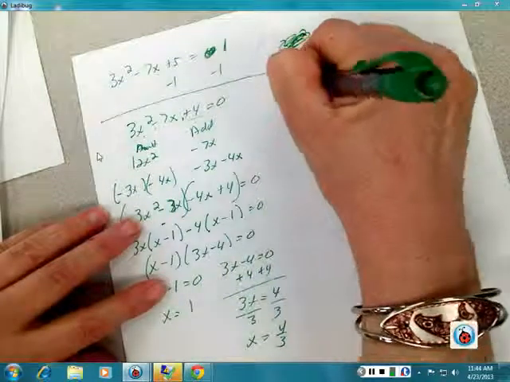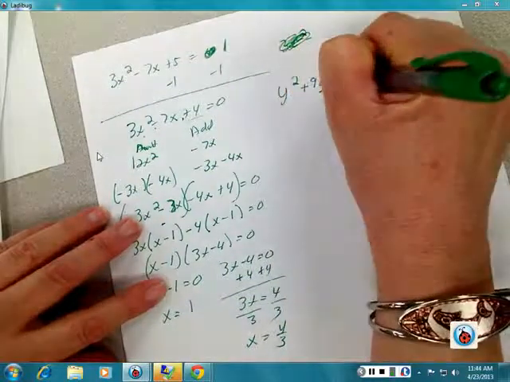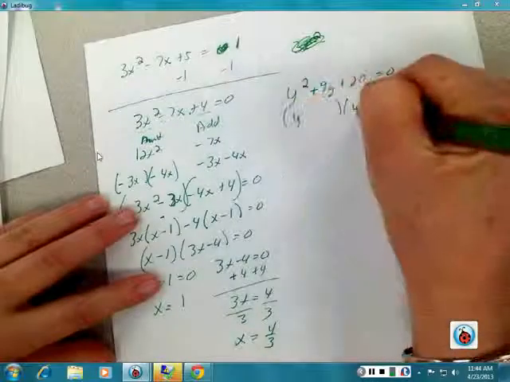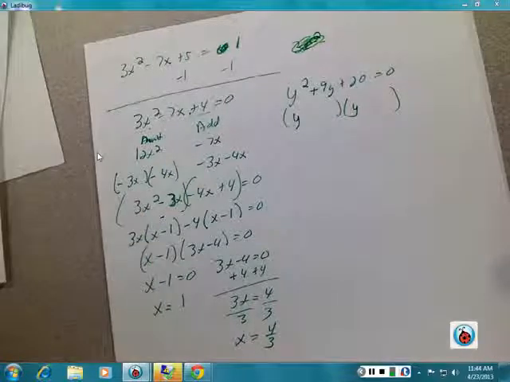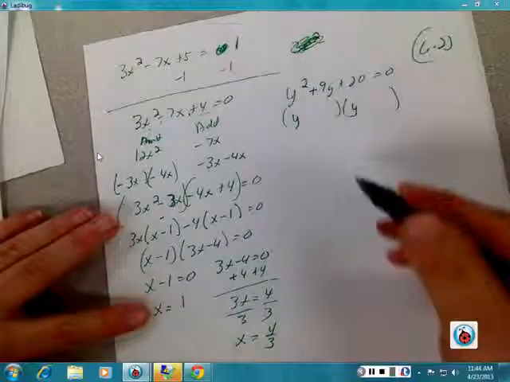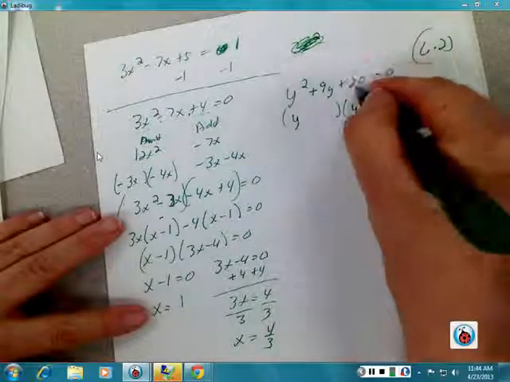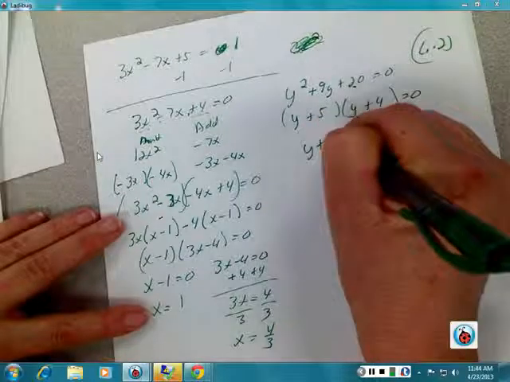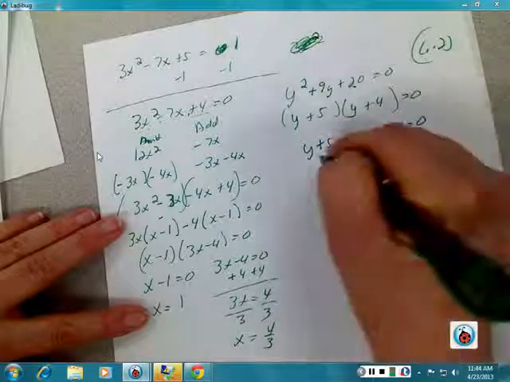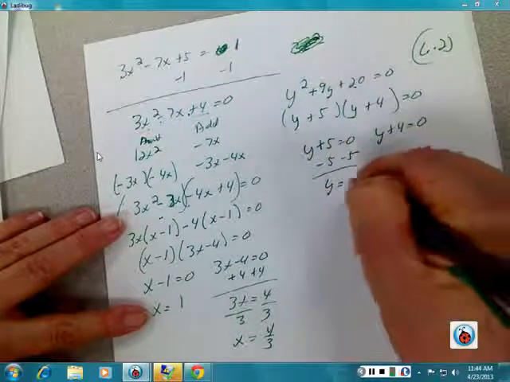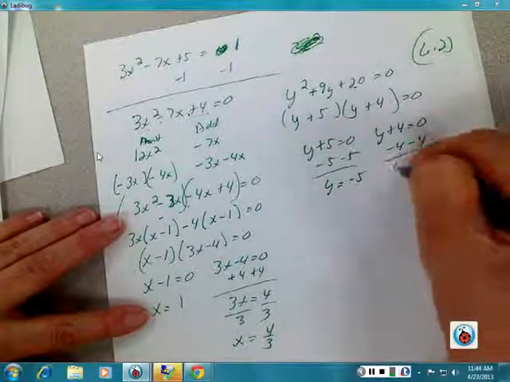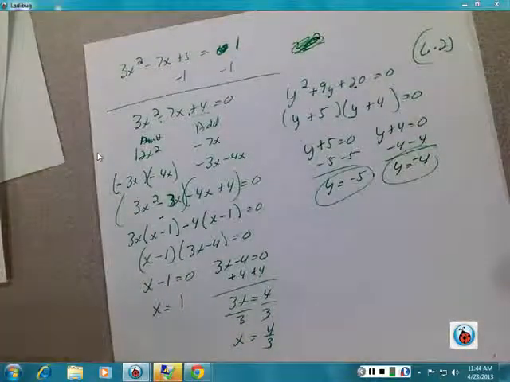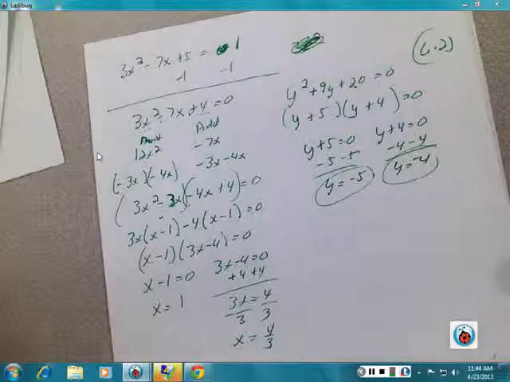This one. y squared plus 9y plus 20 equals 0. Back to a single one. So you have a y and a y, so I'm just factoring using my 6.2 factoring. 20, to give me 9, is a plus 5 and a plus 4. So y plus 5 equals 0. y plus 4 equals 0. Minus 5. So y is a negative 5, or y is a negative 4. So those two are my final solutions and my final answers to that.